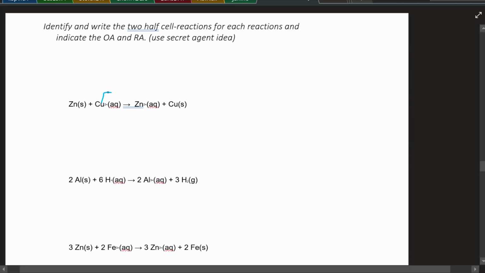Simple steps, one step, GER or LEO. Now, we are stepping into a more complex one. This one has both half cells, so the GER and the LEO, right? So in this case, what do we do? Let's sort it out. Let's break it down into two separate reactions.